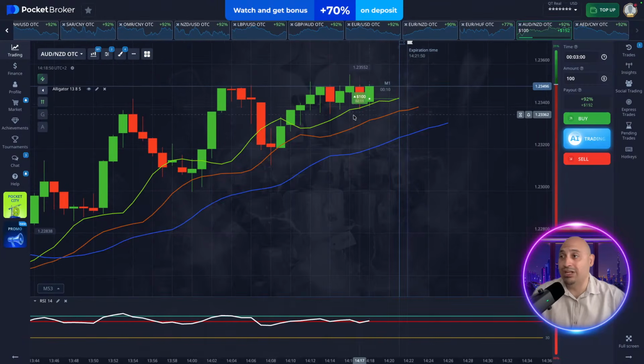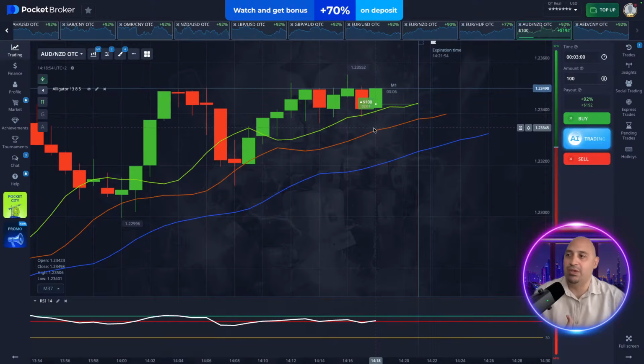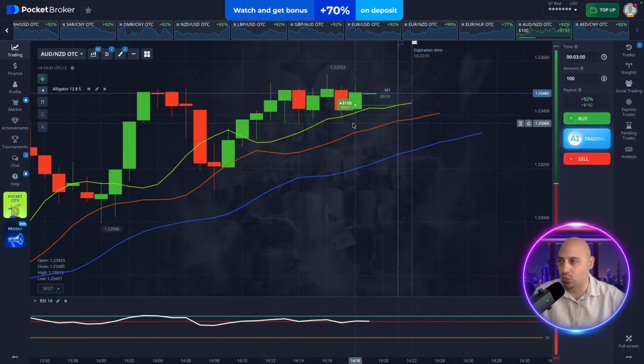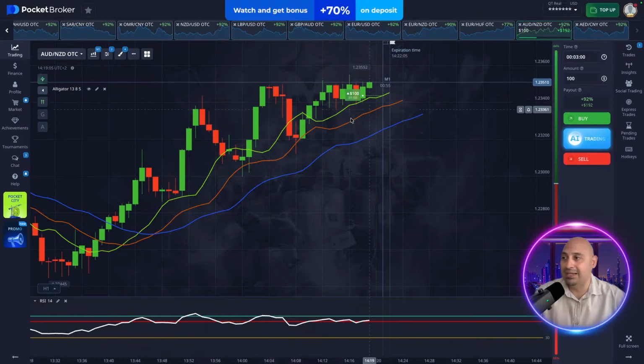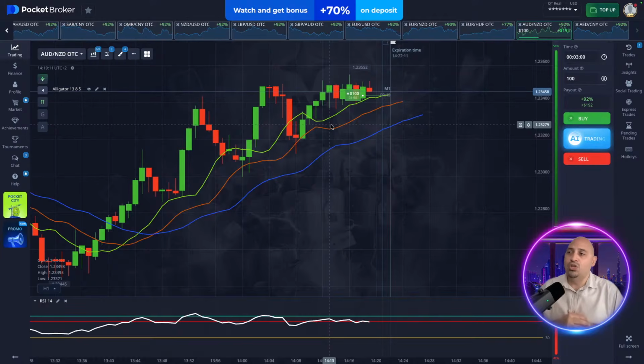I think that was a good entry, and the reason is because of this red candle. This wick gave me enough information. We're above the green moving average, which is the fastest one. And it seems that the price is already respecting it for now. Because again, remember guys, trends don't last forever. We all know that. We just need to ride that trend until it's over.